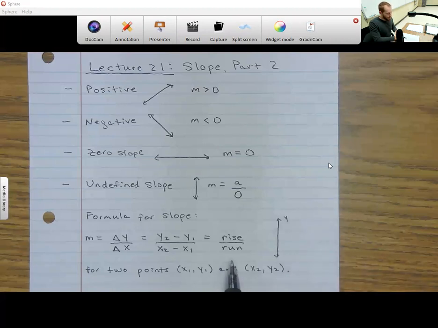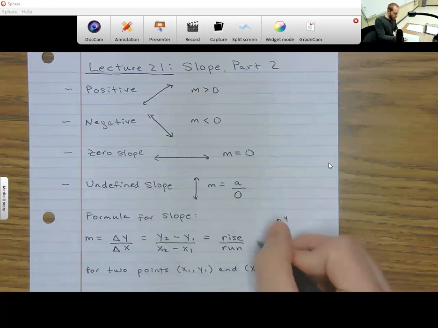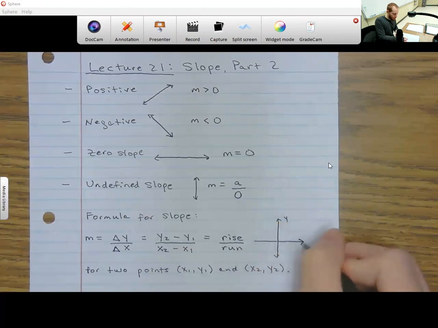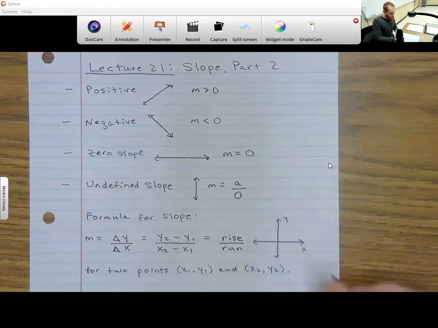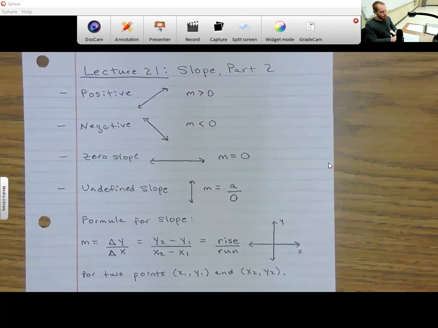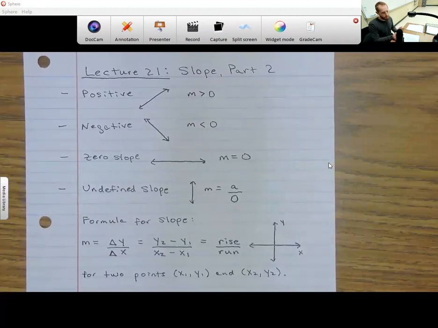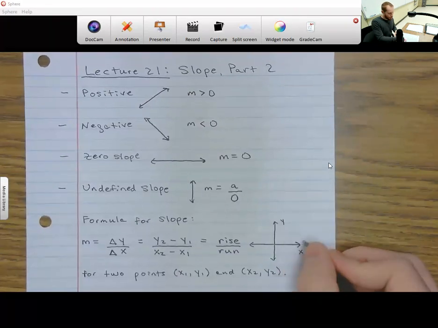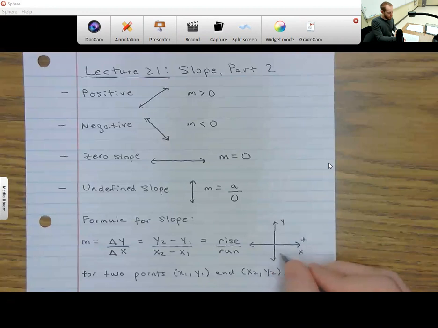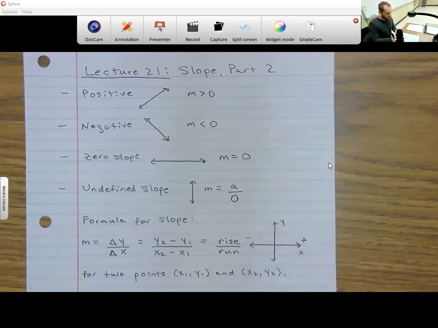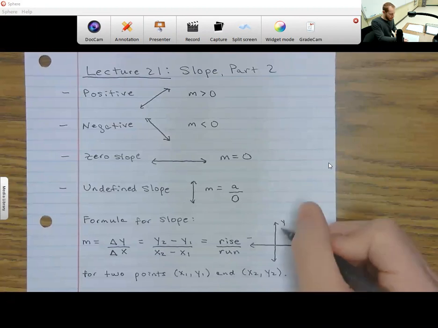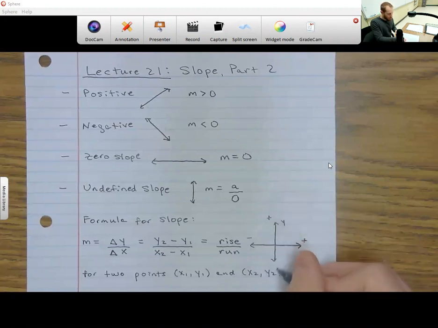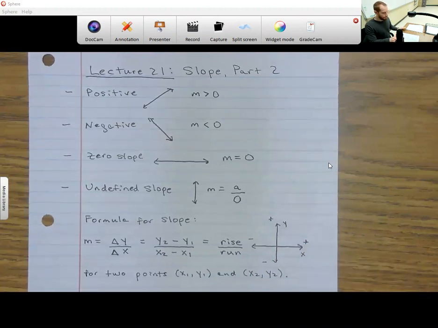And then run is going to be at the bottom of the fraction. That's going to be your change in x, your x2 minus x1. And that's going to deal with the x-axis. And as you know, the x-axis is a horizontal line. And when we talk about change in x, that means you could either go right or you could go left. Now, if I'm going right, that means I'm going positive. But if I go left, I'm going negative. And same way with the y. You know, if I'm going up, that means I'm going positive. And if I'm going down, that means I'm going negative. So keep that in mind as we talk about slope today.